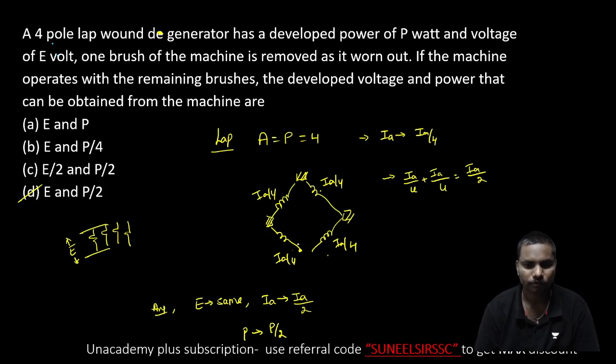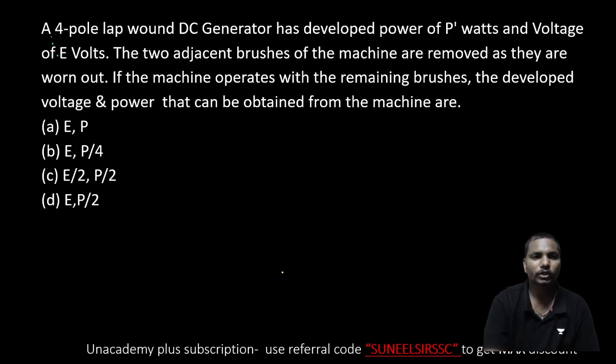So if any one brush is worn out and removed, the other path will be open circuited. The current will become Ia by 2, so power will become P by 2. Coming to the next question.